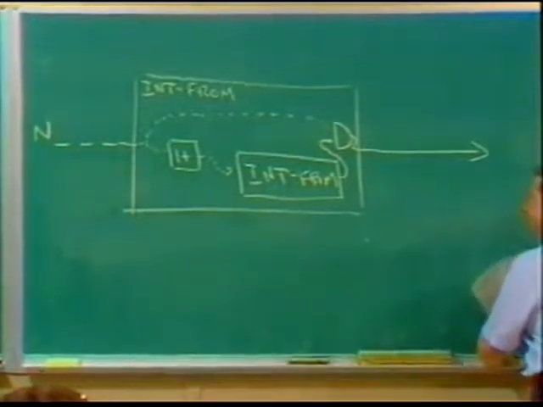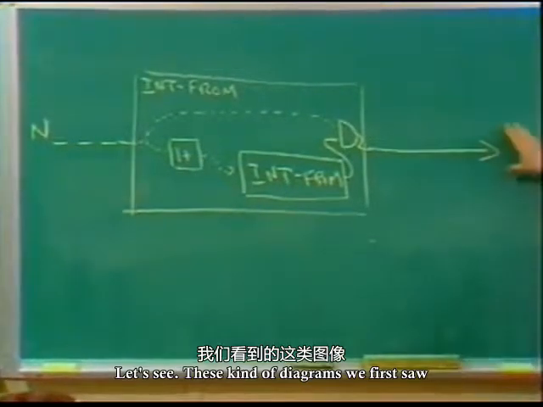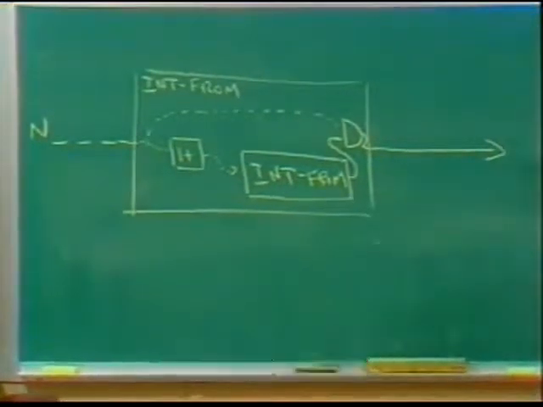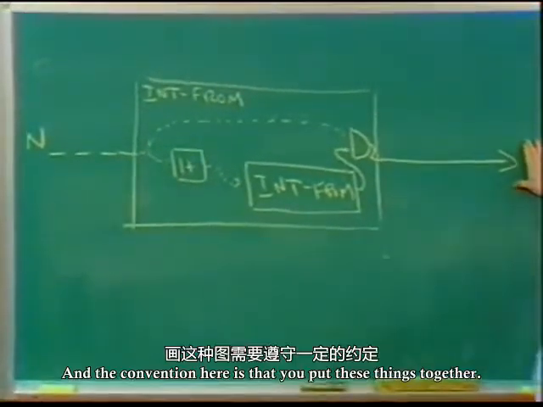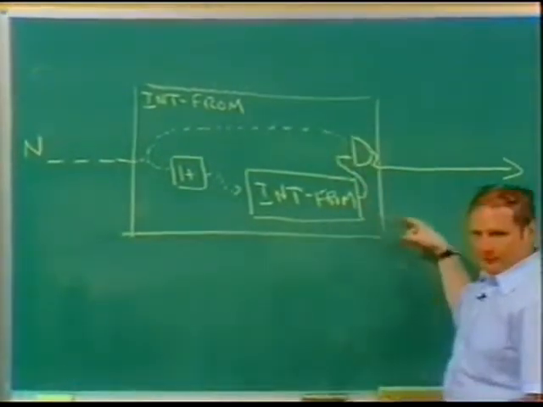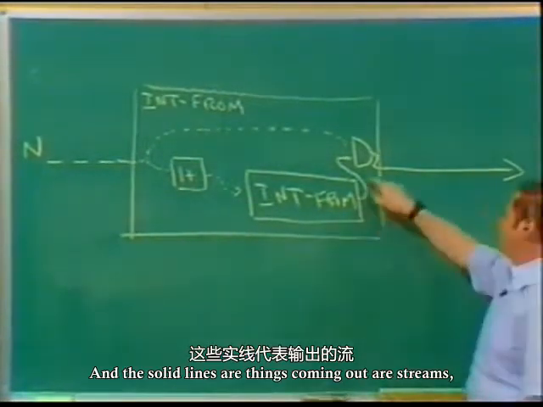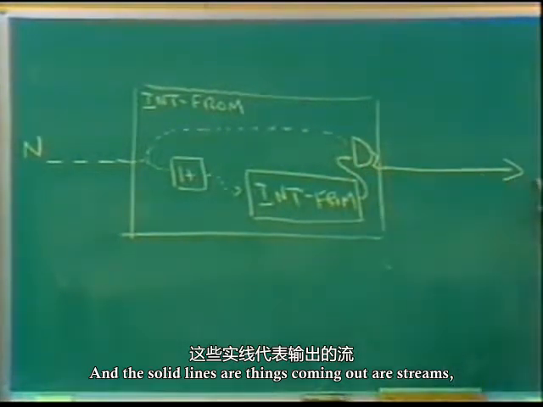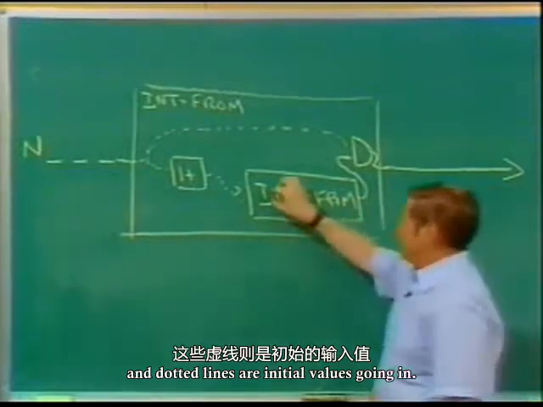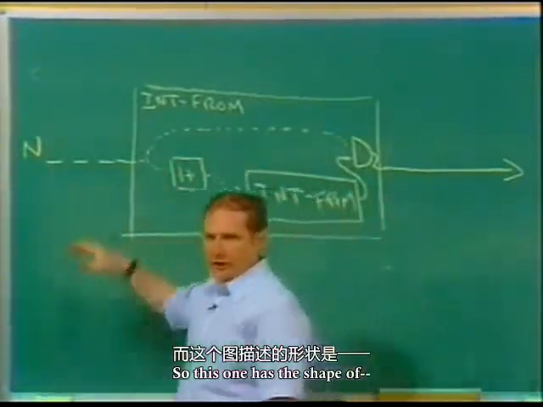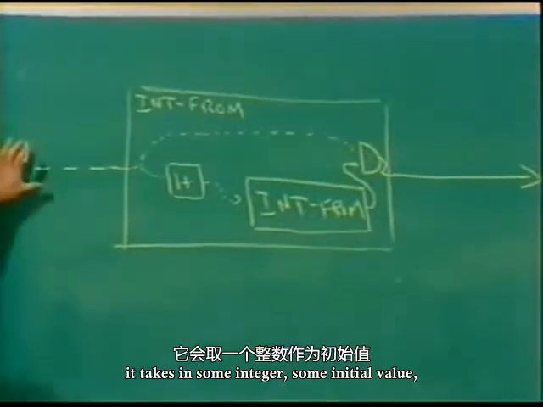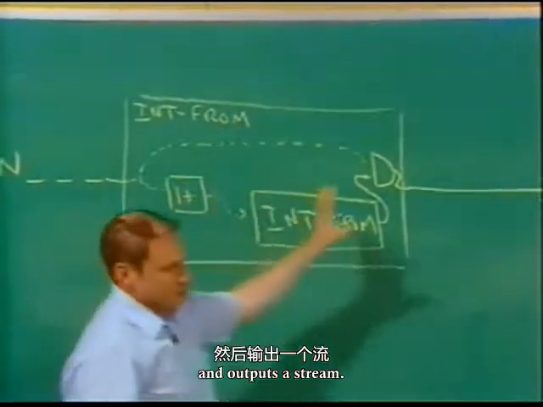And these kind of diagrams we first saw drawn by Peter Henderson, the same guy who did the Escher language. So we call them Henderson diagrams. And the convention here is that you put these things together, and the solid lines of things coming out are streams, and dotted lines are initial values going in. So this one has the shape of, it takes in some integer, some initial value, and outputs a stream.